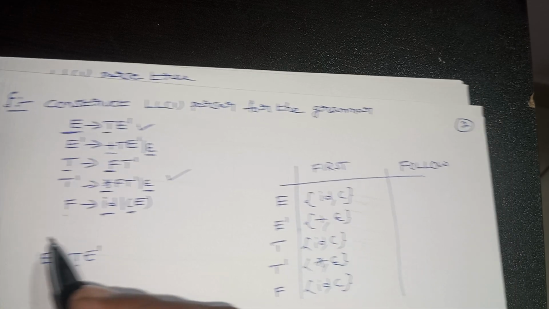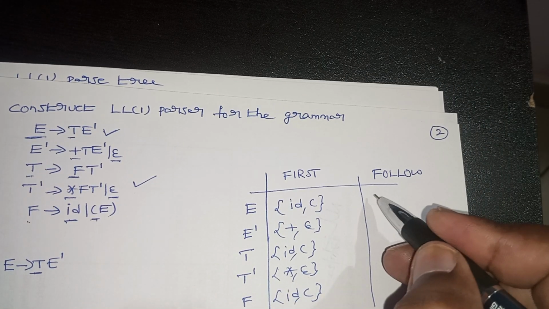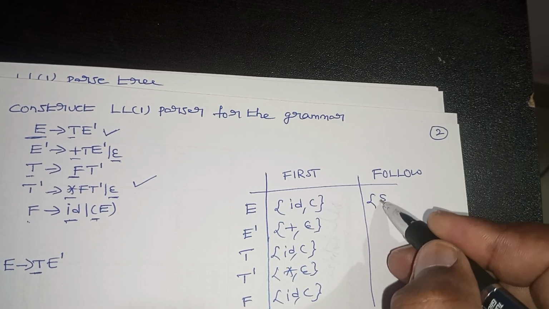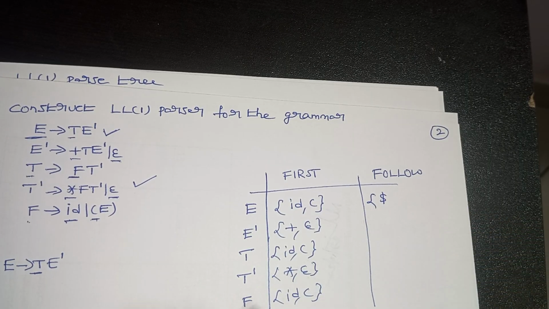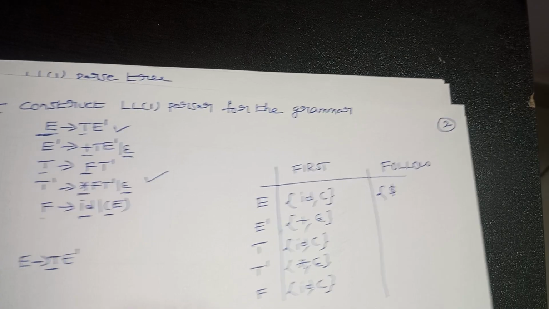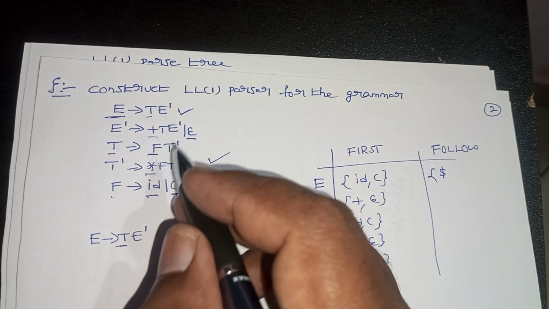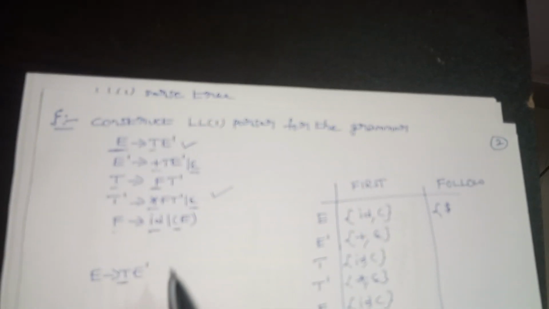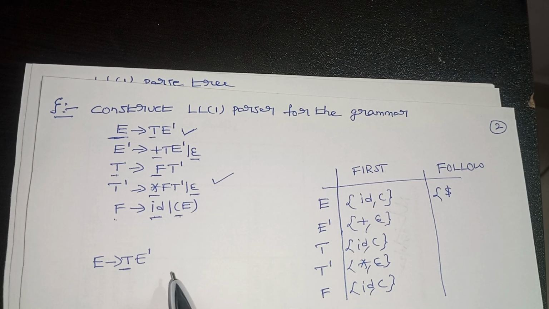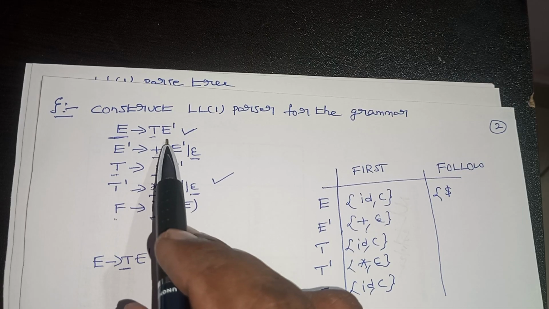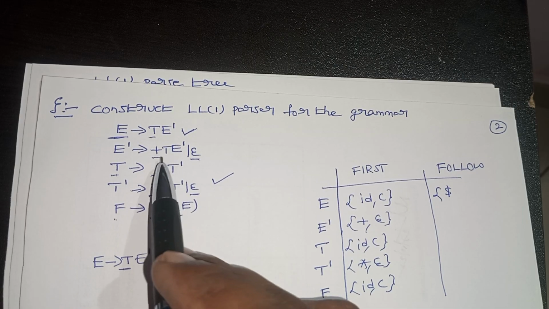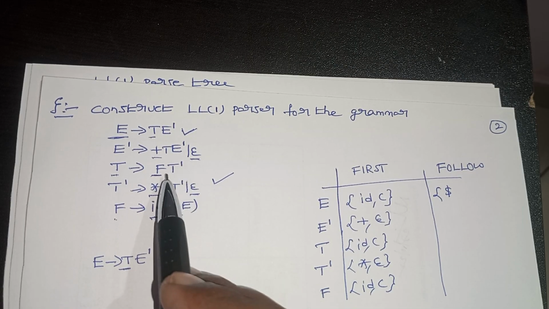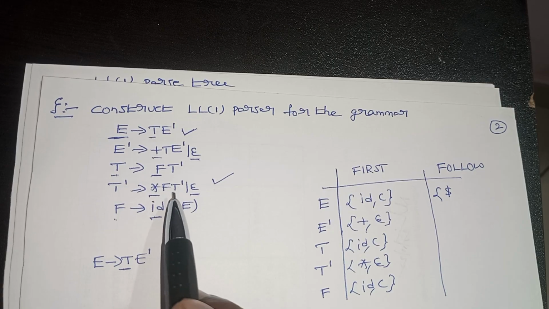Okay, so now always make a note. You write dollar first. Why? Because that is the start symbol. Now in this grammar you have to check whether E is present anywhere in the RHS. See here there is no capital E, here there is no capital E, here there is no capital E, by observation.